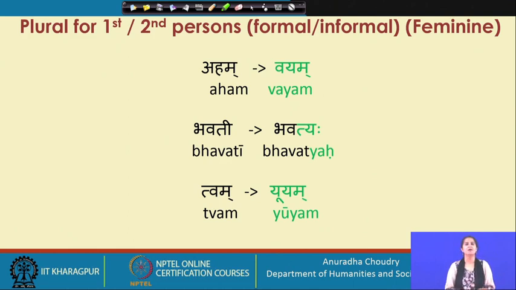Let's look at the whole form. So aham and vayam remain the same for masculine or for the feminine. Bhavan becomes bhavati and bhavantaha becomes bhavatyaha for the female. And twam remains the same irrespective of the gender, which is yuyam.